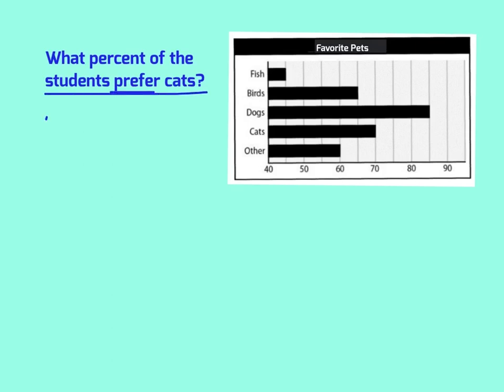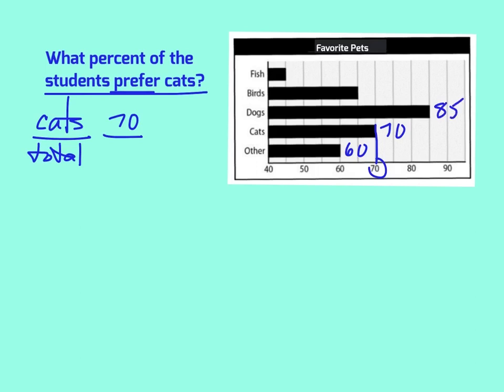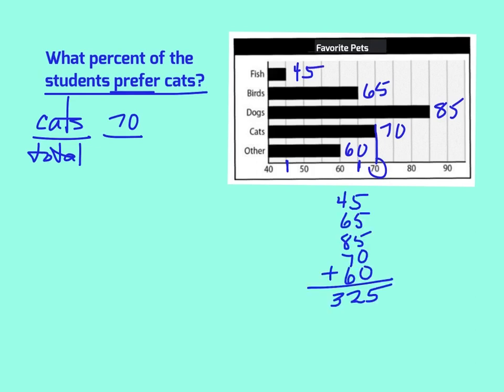we would be comparing the kids who chose cats to all students, so total students. So we need to know cats, and here it is right here, 70, but we don't have the total, so we're going to have to total up all of our others and our dogs and birds at 65. You can see they're counting by 10, so this had to be 65. And also this makes fish at 45. So you'll have to add all of those up to find the total. So the total is 325 votes.